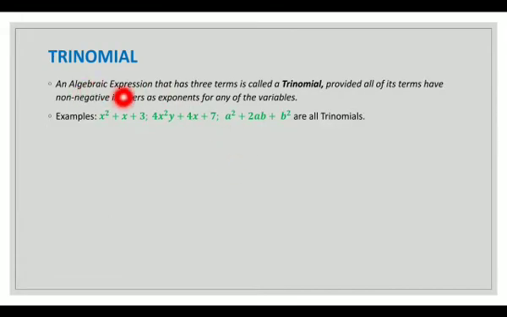Trinomial: an algebraic expression that has three terms is called a trinomial, provided all of its terms have non-negative integers as exponent for any of the variables. Example, x square plus x plus 3. The next example, 4x square y plus 4x plus 7. The next example, a square plus 2ab plus b square are all trinomials.